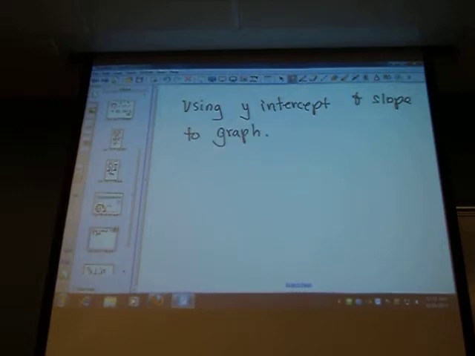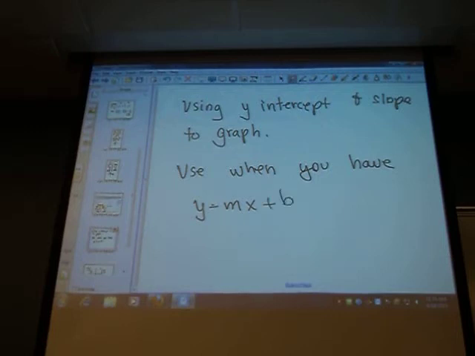And I want to use this when I have the equation y equals mx plus b. Is that using the y-intercept and the slope? That's what Amber's saying, the y-intercept and the slope.